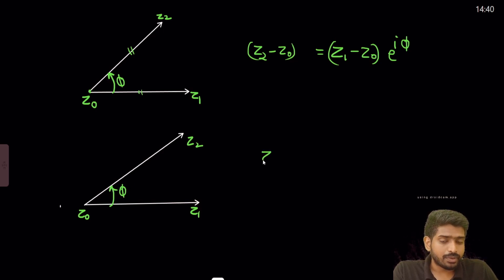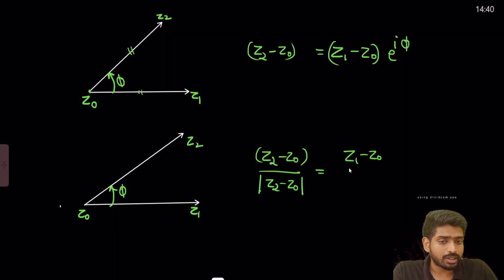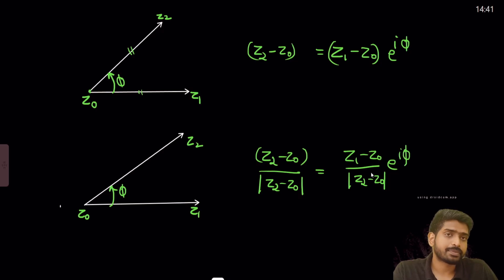So what we'll do is make z2 minus z0 divided by modulus of z2 minus z0 equal to z1 minus z0 divided by modulus of z1 minus z0, multiplied by e to the power iota phi. Got it? By doing this, we got a unit vector in the direction of z2 minus z0. Now, whatever magnitude we require, I'll multiply that. The magnitude of z2 minus z0 is modulus of z2 minus z0, which, if required, we will multiply.